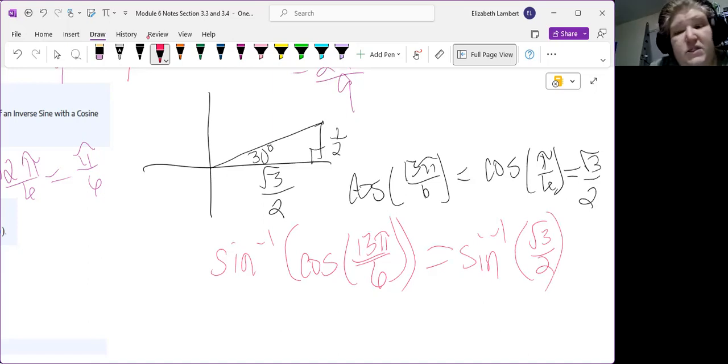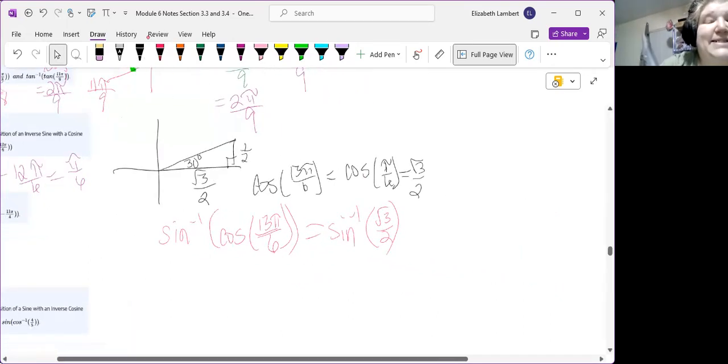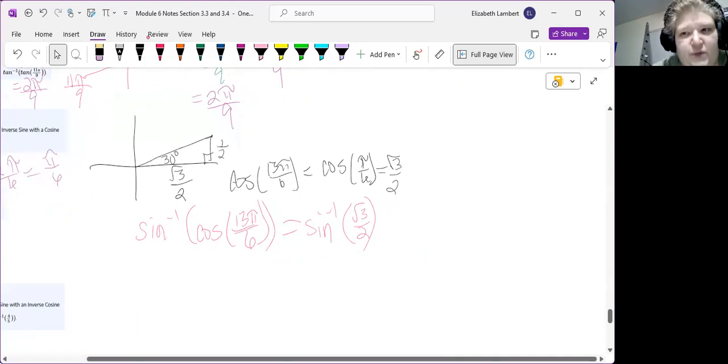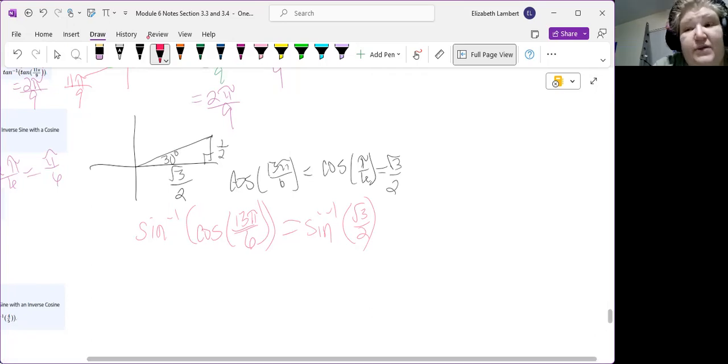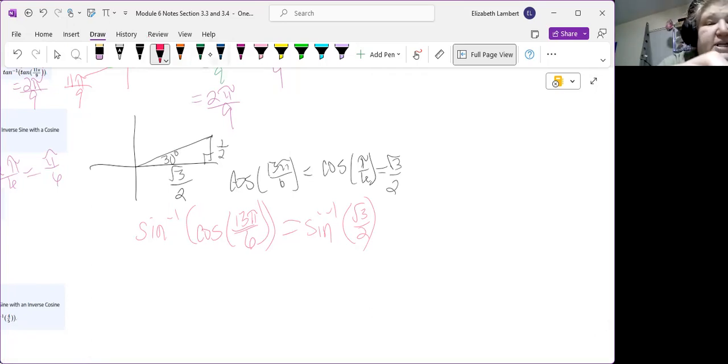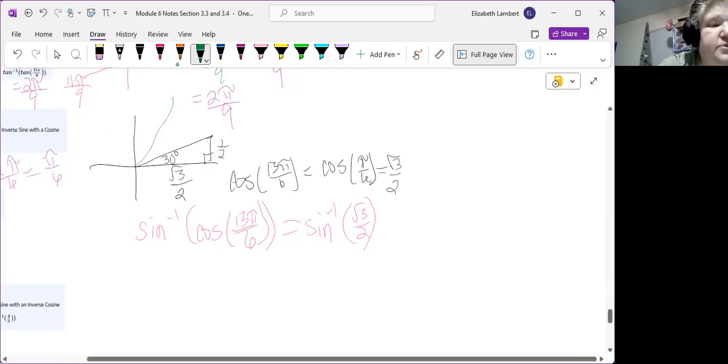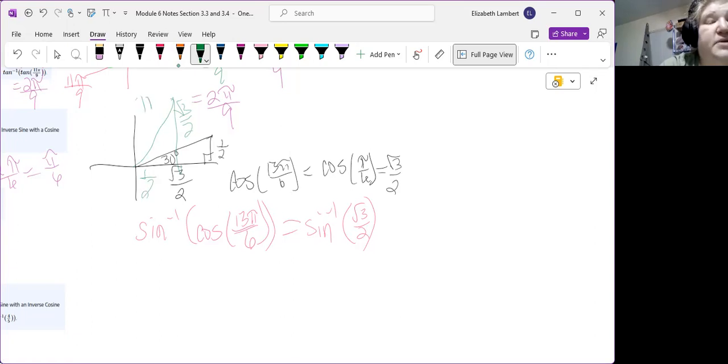Well, that's positive, so I know my angle should be in the first quadrant. Where is sine square root of 3 over 2, though? So our triangle up here with the 30 degrees, sine is not square root of 3 over 2 here, that's cosine. So we need to look at the flip triangle. This puts the square root of 3 over 2 going up, and the 1/2. So this is pi over 3.